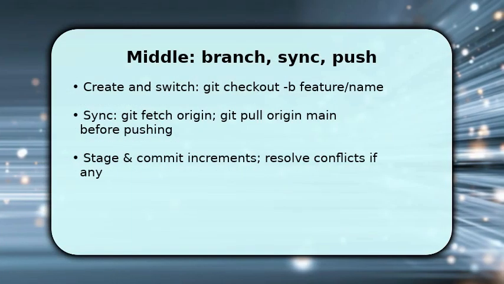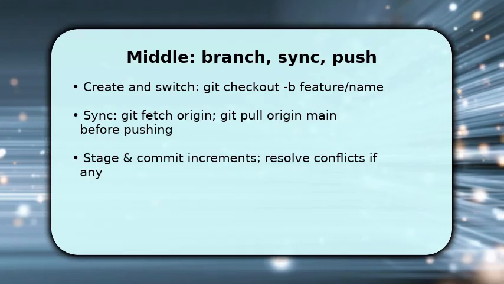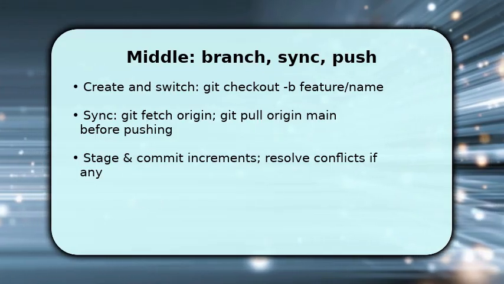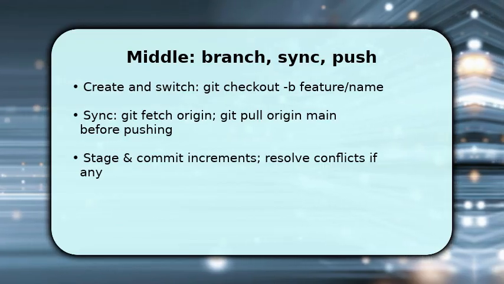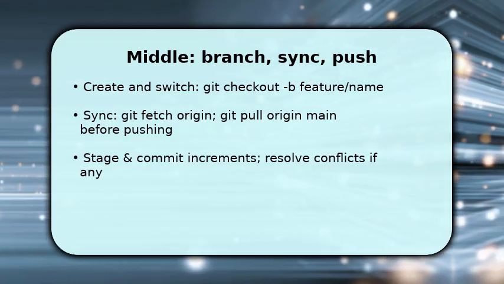You now work on a branch to keep changes isolated and easy to review. Create one with git checkout -b feature/name, make edits, then stage and commit incrementally with git add and git commit -m describe.